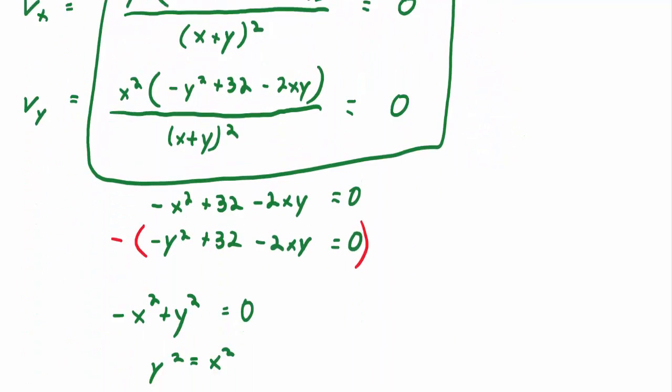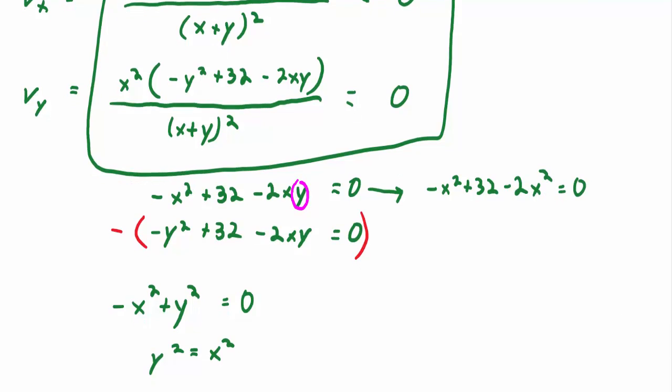Probably the best thing would be one of these. So could I plug in y right here? Let's try it, see what happens. Or y equals x, rather, right there. So that would give me what? Negative x squared plus 32 minus 2x squared equals 0.